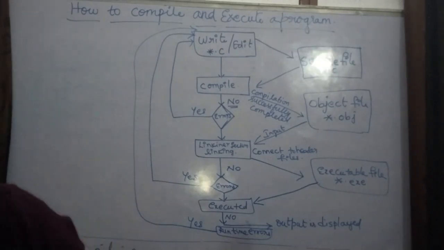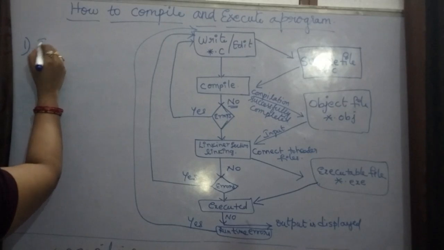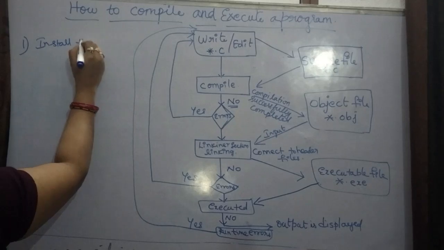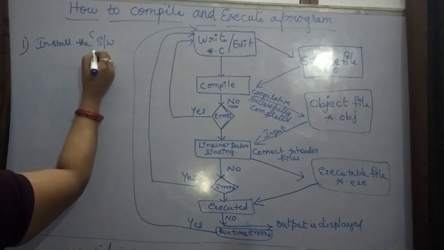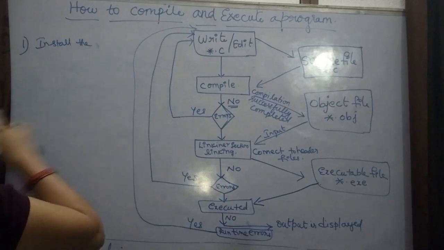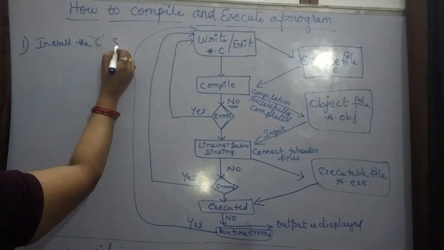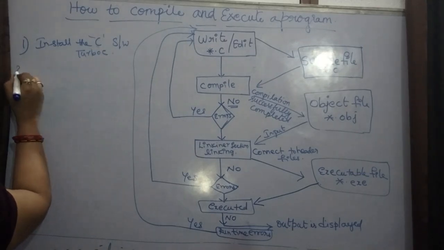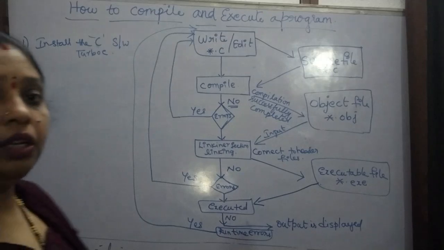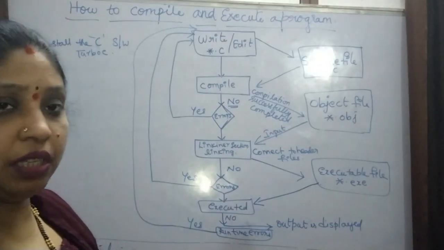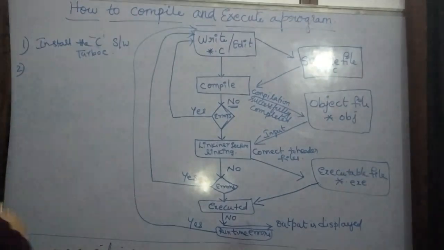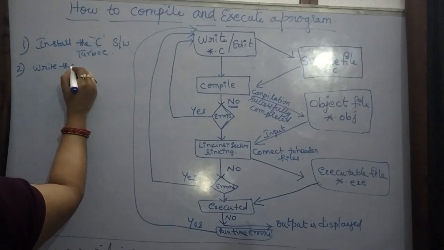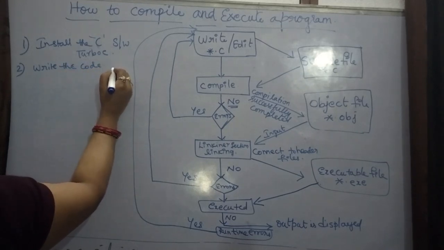I will just write it and show you what you have to do. First, to compile and execute a program, install the C software, which is called Turbo C. For beginners, you can easily learn from Turbo C, because it has a graphical interface. Next, write the program, write the code and save it.